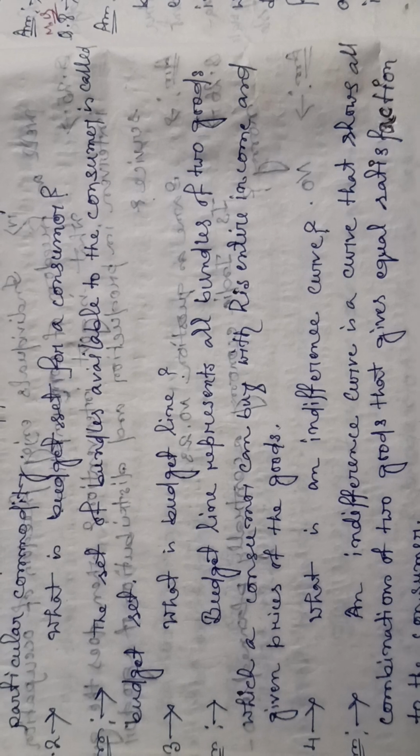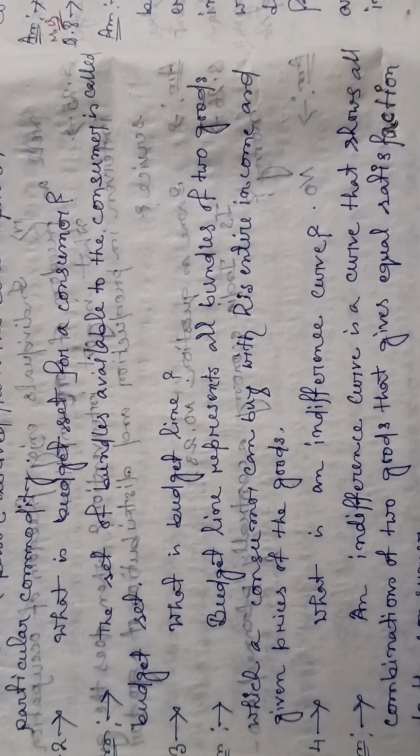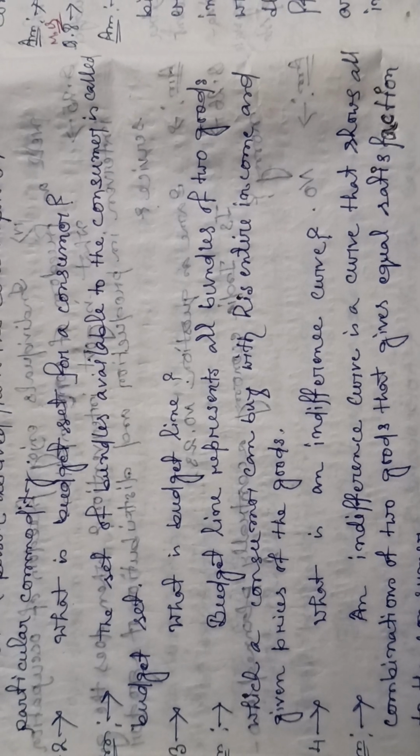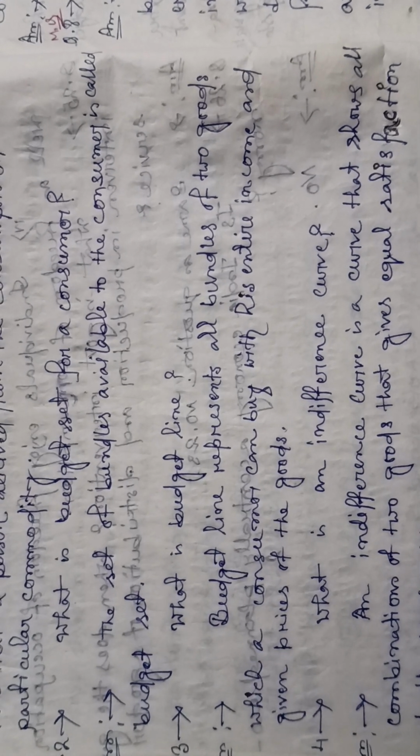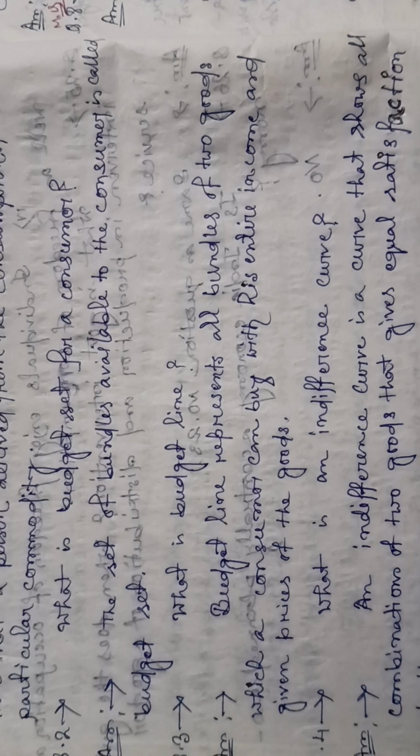What is budget set for a consumer? The set of bundles available to the consumer is called budget set. What is budget line? Budget line represents all bundles of two goods which a consumer can buy with his entire income and given prices of the goods.